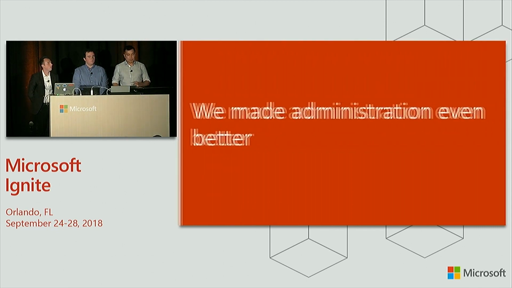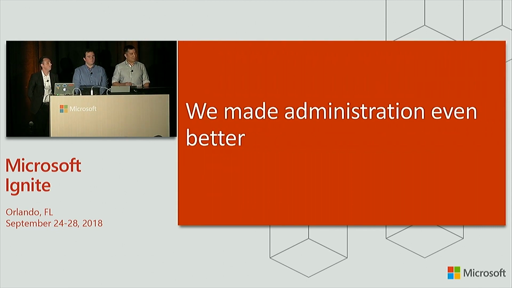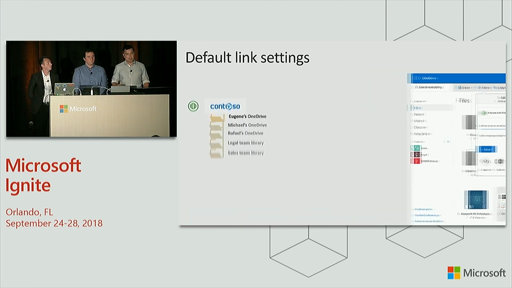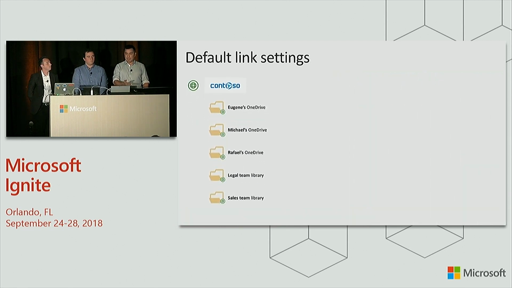I want to talk about a few new features, starting with the one I just talked about, the ability to set default sharing permissions. So as you know, when you set the default link type, whether it's one that works for people outside, whether it's one that works for people inside, that applies to your entire organization. That means if I configure the default to be links that work for anyone, that applies to all of my OneDrives and all of the libraries across all of my sites and teams.